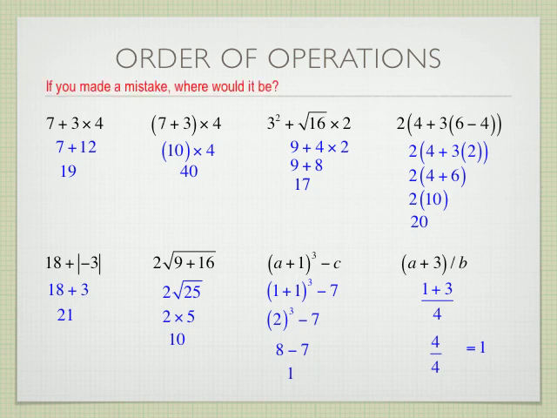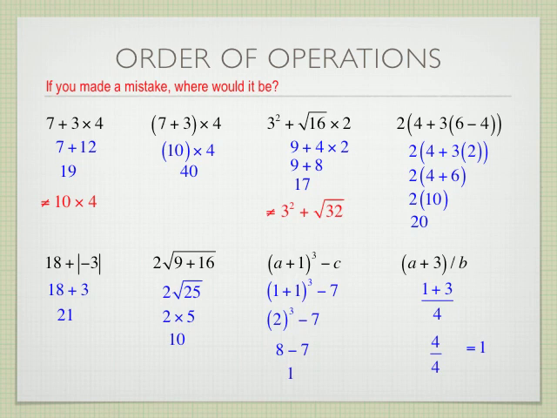If I made a mistake, where would it be? It's possible you could make it here by doing the addition first. I don't see that mistake very often. There are 2 mistakes I see a lot. There's this one right here. People multiply that 2 to the 16 before they take the square root sign.